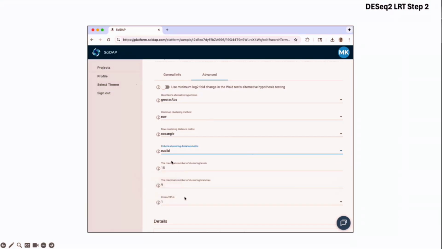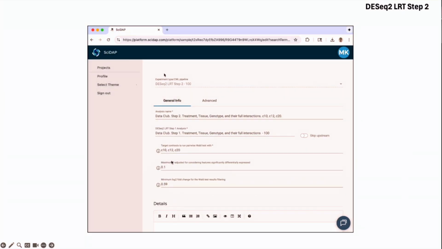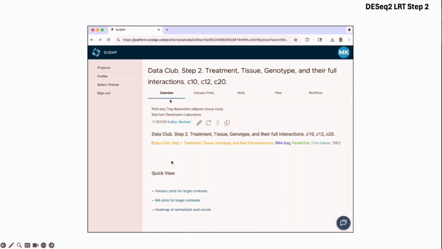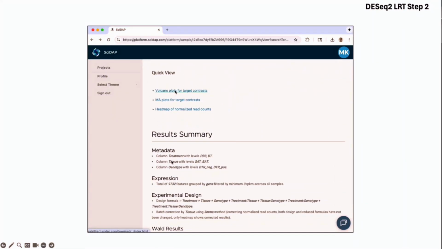When we save this sample, depending on the number of the contrasts that you selected, it may take some time, maybe an hour or two, to produce the results, and the results will look like this. So you have several tabs. On the first tab, you have just volcano plots, then Wald test results, and all of the raw files. On the quick view, you have links to interactively see volcano, MA plot, and heat map.